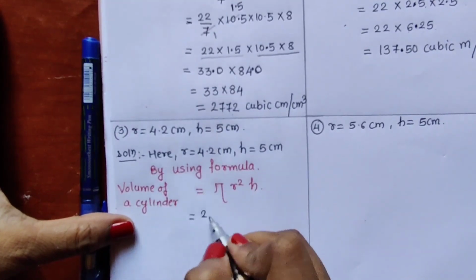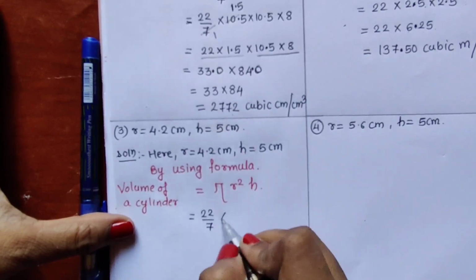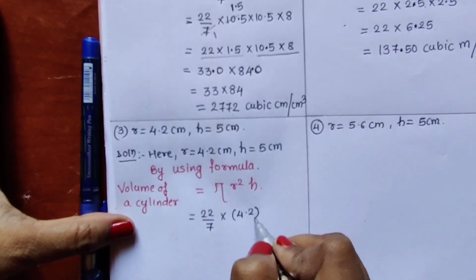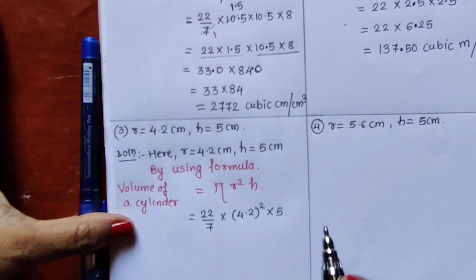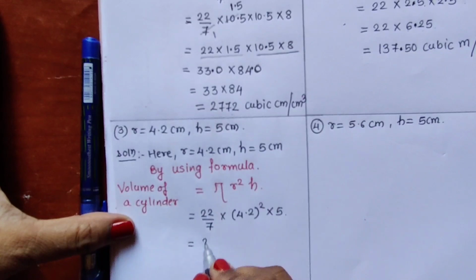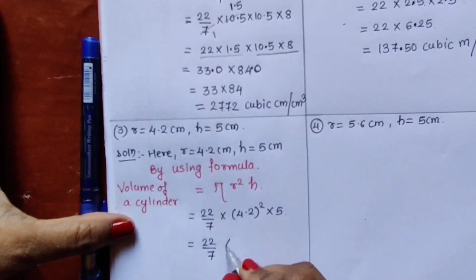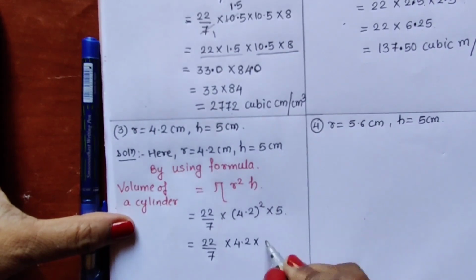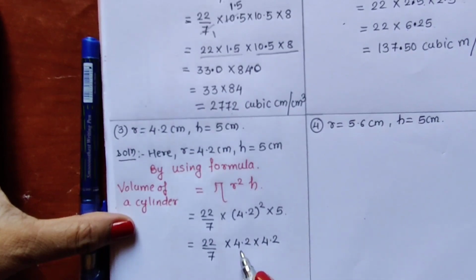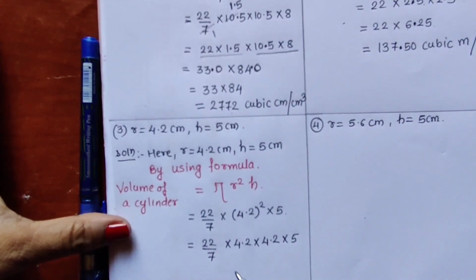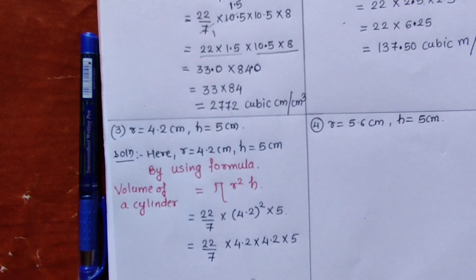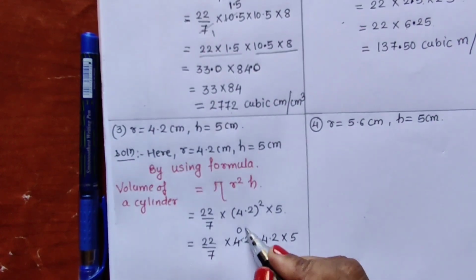Now we will put the values. Pi value 22 upon 7 we will write. R square means 4.2 square multiplied by h is 5. Now 5 cannot be cancelled by 7, so we write them as it is. 22 upon 7 multiplied by 4.2 multiplied by 4.2. 4.2 square is there, so we have to multiply 4.2 by itself 2 times, multiply by 5. Now this 4.2 can be cancelled by 7. 42 is there in the table of 7. But this 4 is smaller than 7. So first we write 0 here, 0 point.